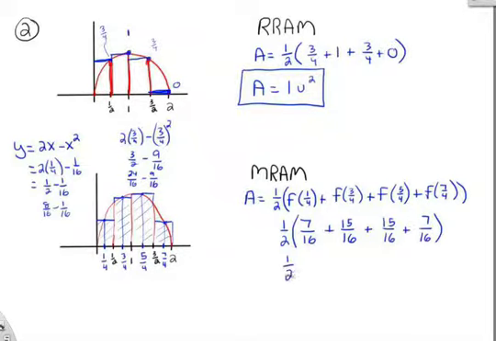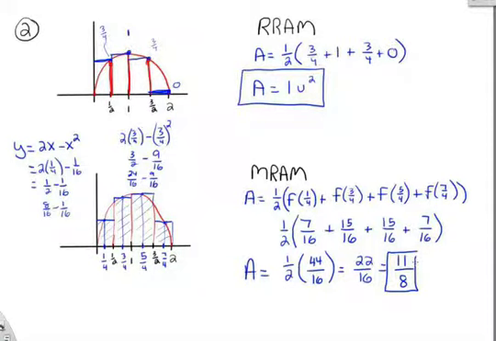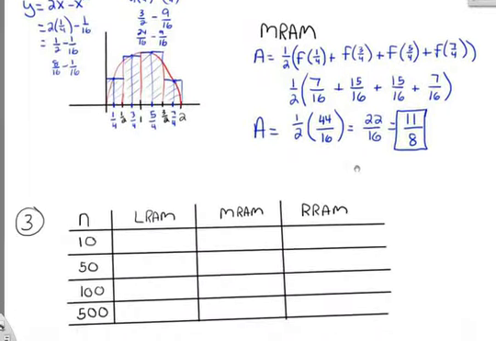So I get 1/2, 44/16. Which becomes half of 44 is 22/16, which can of course reduce to 11/8. And so that's the approximation I get using the midpoint. Okay, let's continue and finish this off.